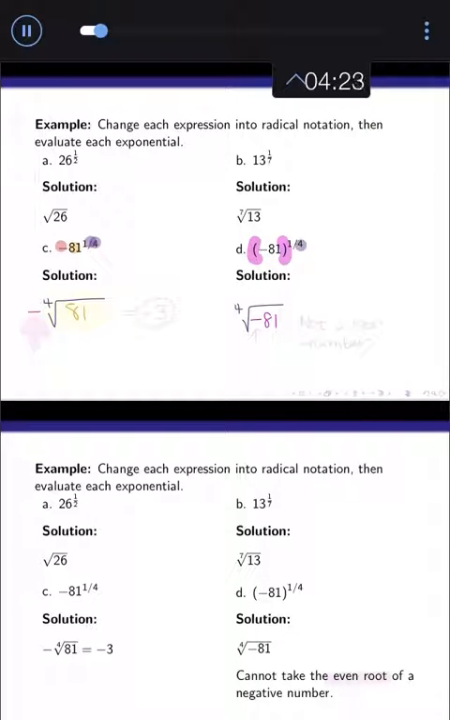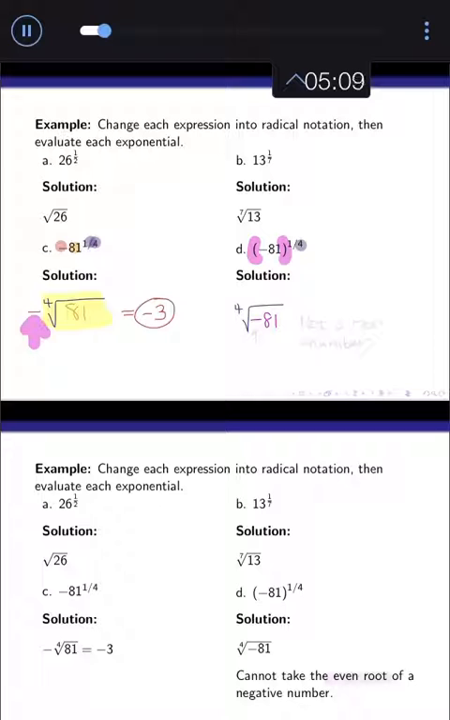Well, this means that one of these has an answer and one of these does not. On the first one, it's asking for us to do the root first. So it's asking what number multiplied by itself 4 times will give us 81. And then we will put the negative sign on at the end because it's on the outside. Well, what number multiplied by itself 4 times is 81? That is the number 3. And again, we'll just put the negative on at the very end because it was out in front.